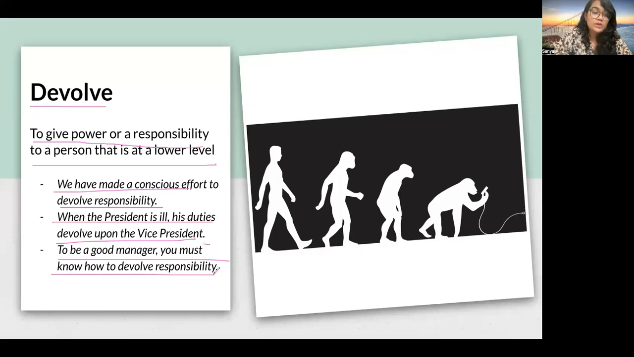To be a good manager, you must know how to devolve responsibility. If you want to be a good manager, you should know how to give responsibility to people at levels lower than you, right? That means they are working at positions which are lower than your position, right? So devolve, to give power or responsibility to a person who is at a lower level, right? Devolve.